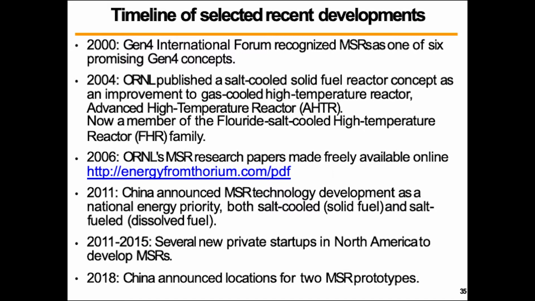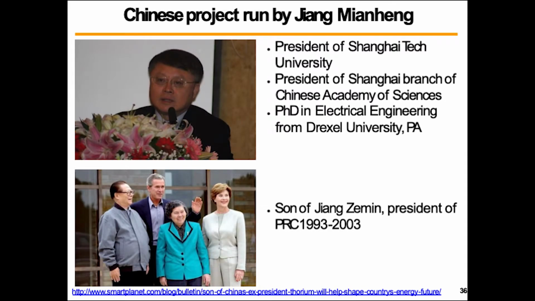And last year, China announced the location of two prototypes for molten salt reactors to be built, and funding for this program went up from $500 million to $3.3 billion. This program is led by Jianmeng Heng, who is the president of Shanghai Tech University, president of the Shanghai Institute for Nuclear and Applied Research, and he was also a member of the Directorate of the Chinese Academy of Sciences. And he is the son of Jiang Zemin, who is this guy, president of China, 1993 to 2003.